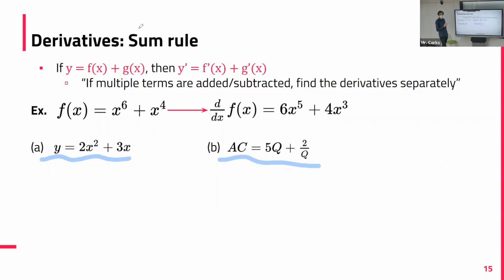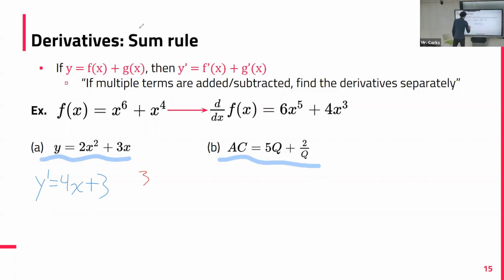Are we ready? Yeah, okay. So what's our first one? Y prime equals 4x plus 3. So the x is disappearing here.